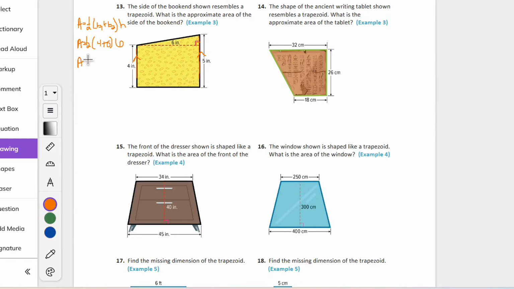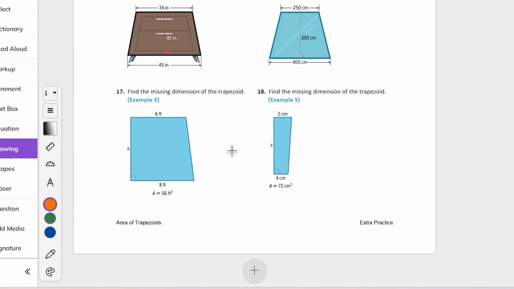So I have area equals 1/2 9 times 6. And again, I can do any order, so I'm going to take 1/2 of 6 this time. So 3 times 9, and then area equals 27 inches squared. A couple more examples like that that are very similar to what we just did. And then we have a couple where we're finding the missing dimensions.